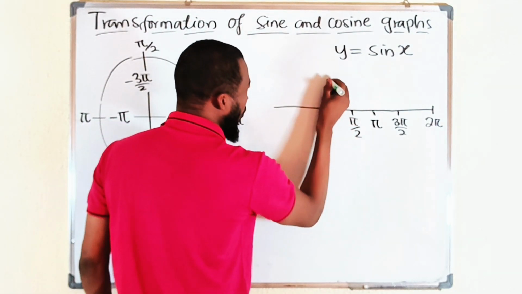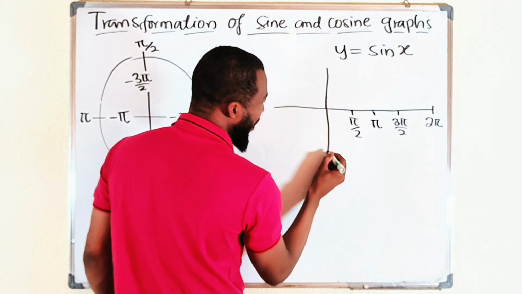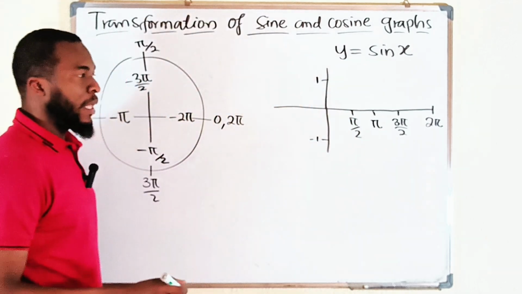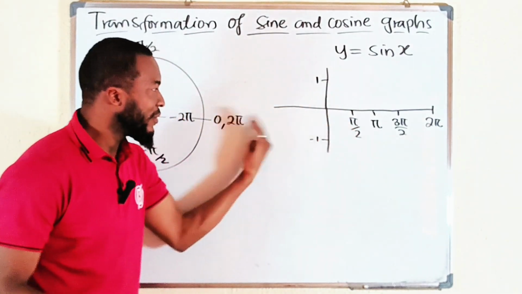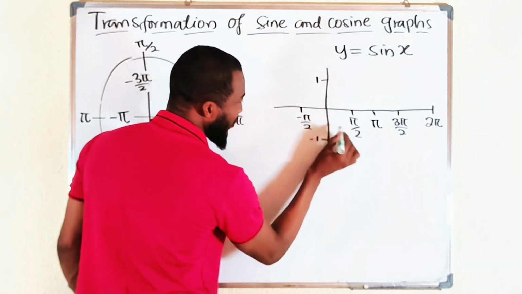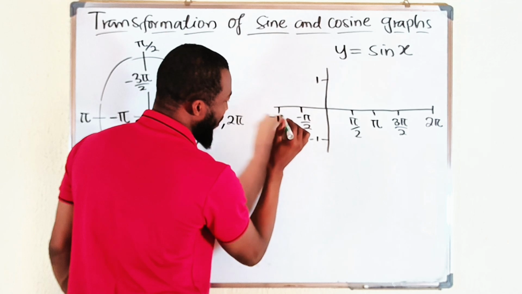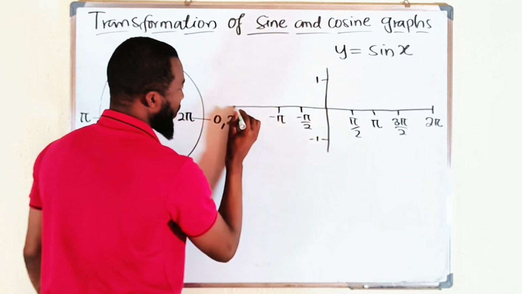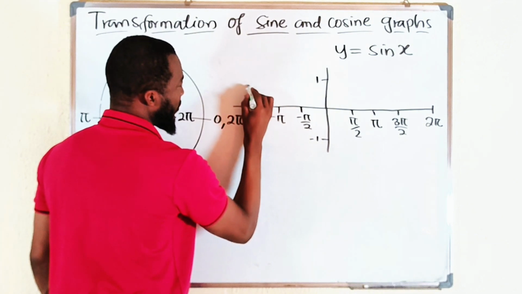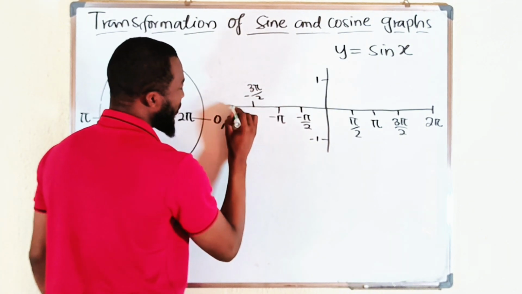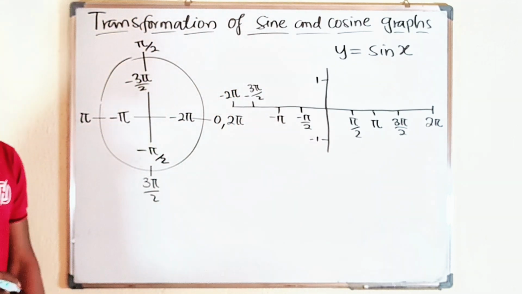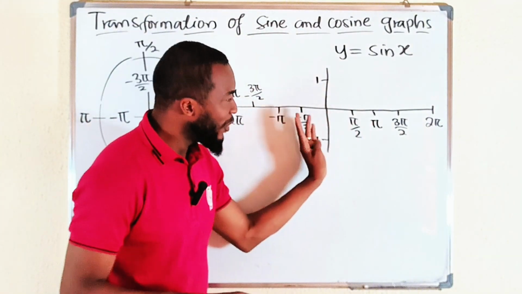This is the y-axis. But remember, it is from negative 1 up to 1. Then you have the negative versions of these angles to the left. We have negative pi divided by 2, which is this one. You have negative pi. We have negative 3 pi divided by 2. And lastly, we have negative 2 pi. So let's start by plugging in these values. Let me go to the right first.